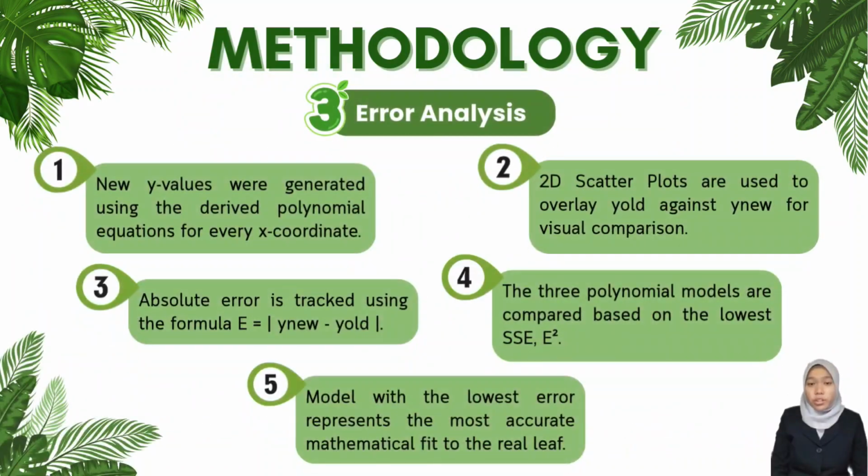The last step of the methodology is error analysis. To check the accuracy, we generated new y-values using our derived equation and compared them to the original data. After the visual comparison of y-old and y-new using a 2D scatter plot, we calculated the SSE by squaring the error formula, which is absolute y-new minus y-old. Then, the lowest SSE will represent the most accurate mathematical fit of the leaf.